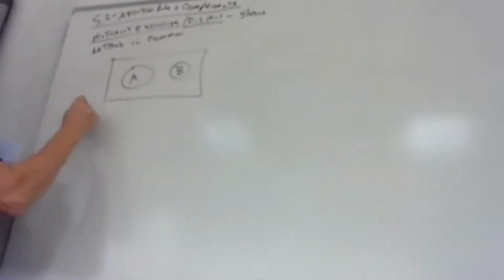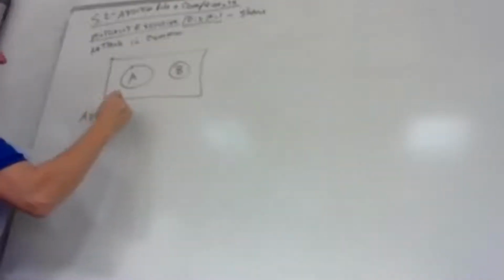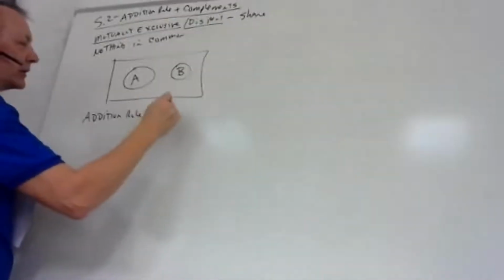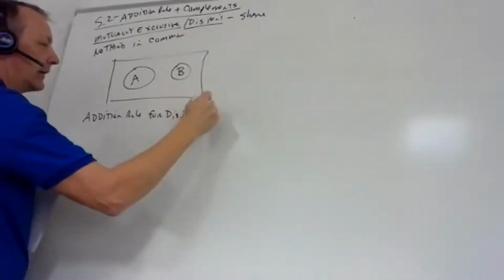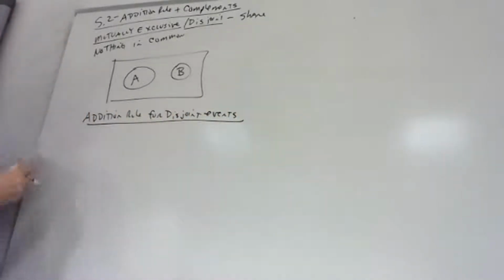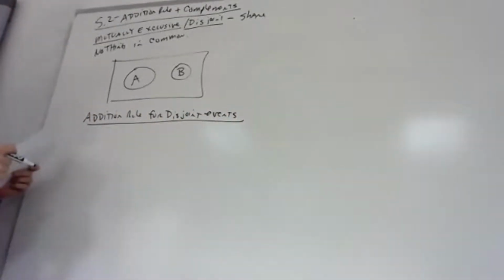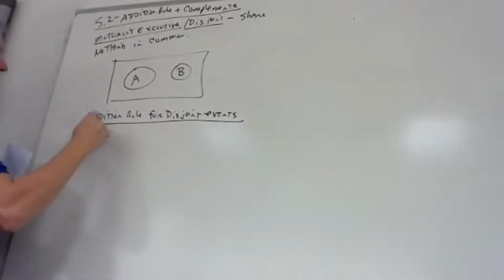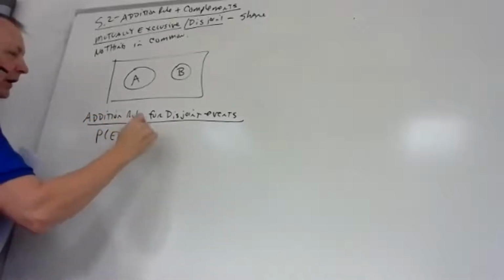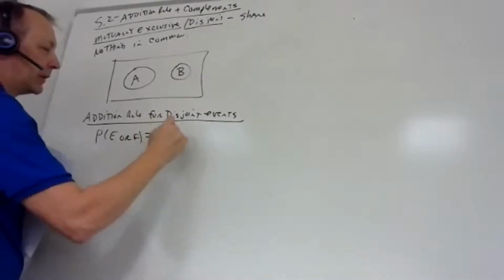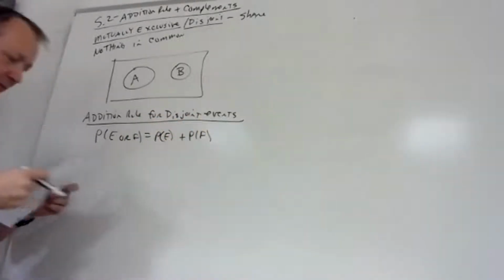So if I were to draw a Venn diagram, if this is event A, this is event B, they don't overlap at all, they share nothing in common. So we're going to talk about the addition rule for disjoint events. That's the probability of E or F equals the probability of E plus the probability of F.